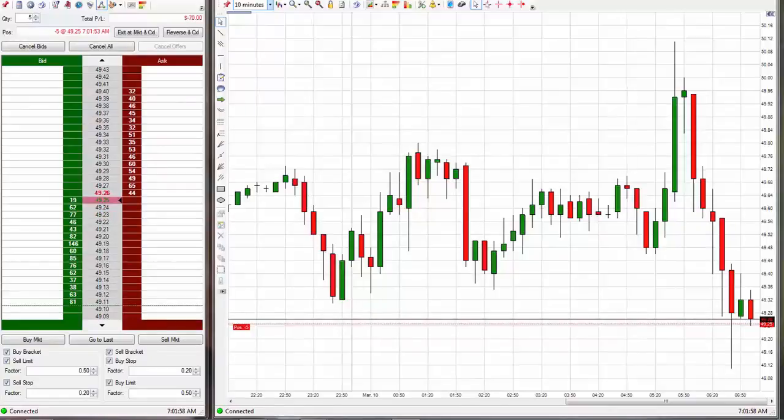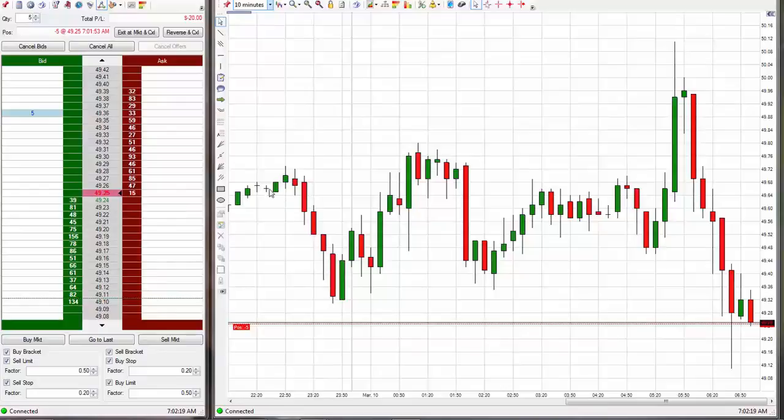Okay, I've taken a short position here. Stop is set to 49.36, so that's an 11 tick stop right there.